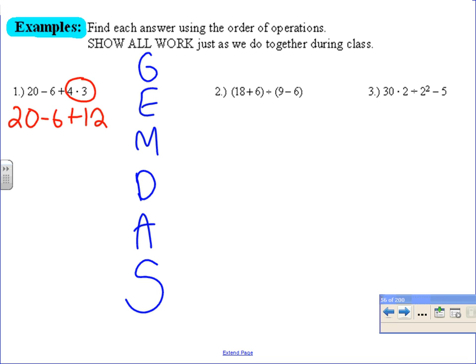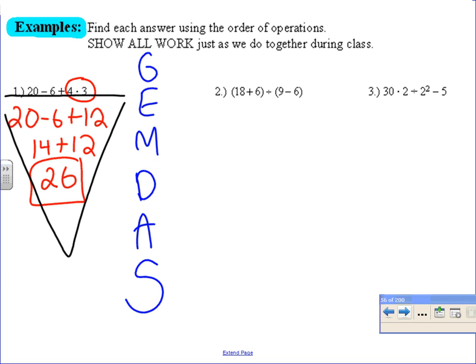Now what? We have addition and subtraction left. Zach? Good. So add, subtract from left to right. So we have 14 plus 12. And now we just add. Mary, what is the answer? Good. 26. I want you always to circle or underline your answer. Always, always, always. Order of operation problems always make an upside down triangle. I don't know if you guys ever realized that, but it always makes an upside down triangle. I want you to show every step. It's extremely important that you show your work.